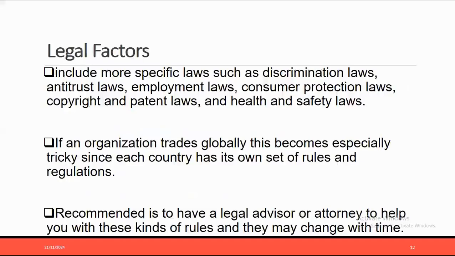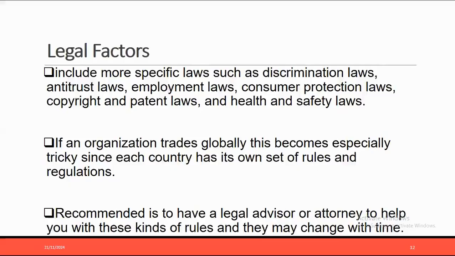Then, finally, we look at the legal factors. The legal factors refer to specific laws that will affect your business. So laws on discrimination, laws on antitrust, employment-related laws, consumer protection laws, copyright issues and patent laws, as well as health and safety laws. Okay, so if an organization trades globally, it becomes especially tricky because you are not sure how or which law is operating where you want to set up your new business.